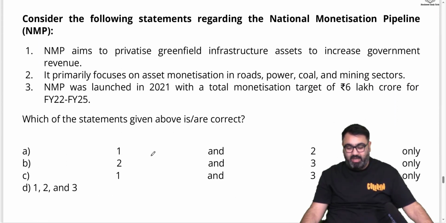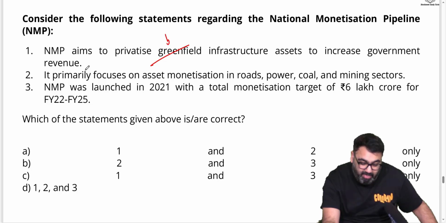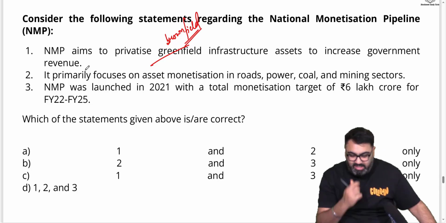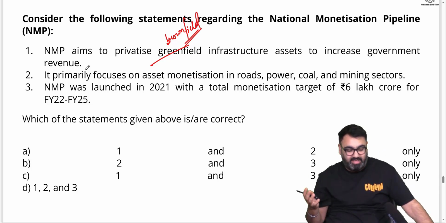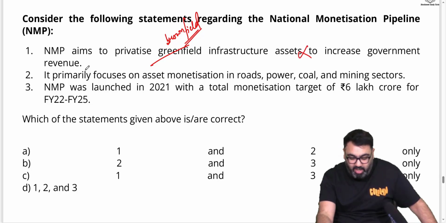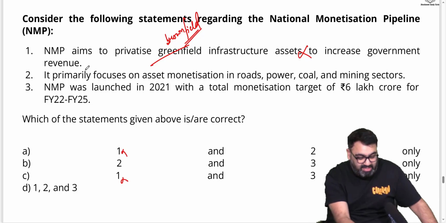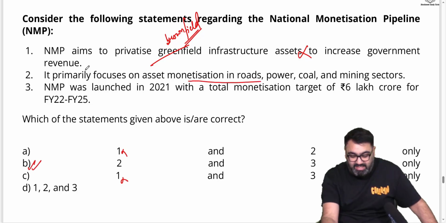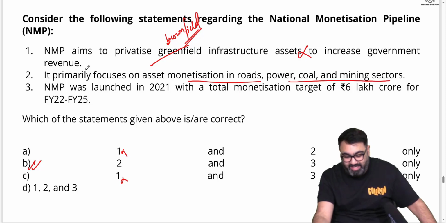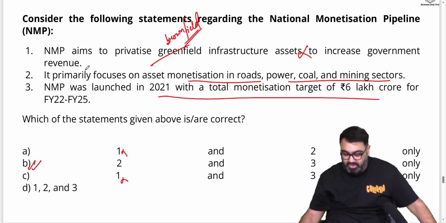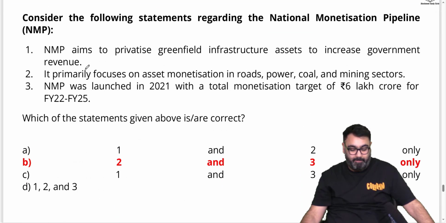Consider the following statements regarding National Monetization Pipeline. Number 1, it aims to privatize greenfield infrastructure assets to increase government revenue. No, we discussed this. This focuses on brownfield infrastructure projects. Greenfield are not focused here. Greenfield means you have to build it from the scratch. That is not the idea. The idea is to use the existing infrastructure. So first is wrong and you can eliminate number 1. The answer thus is B. It focuses on asset monetization, roads, power, coal, etc. It was launched in 2021. Second and third here are correct.